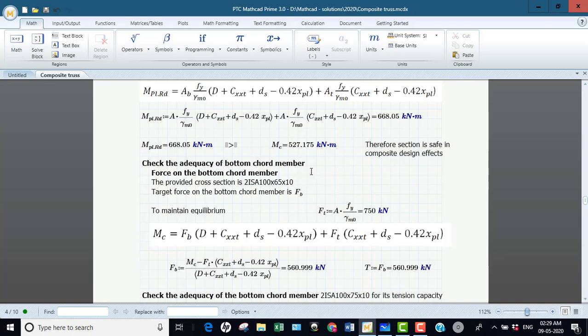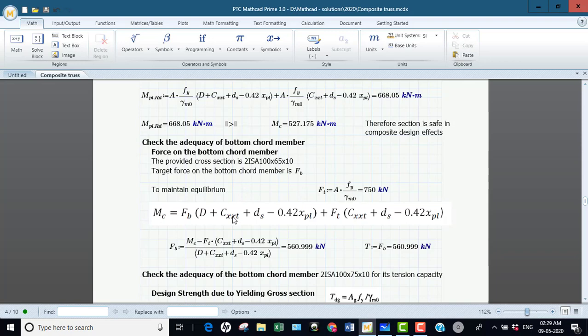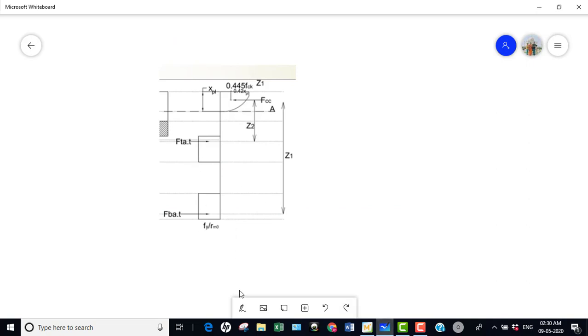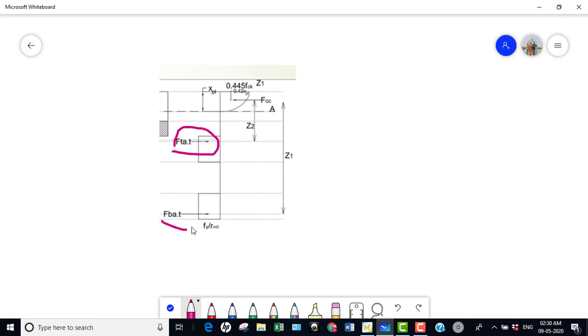But you have to check the adequacy of the bottom chord, because we have adopted the size of the top chord as the bottom chord. Therefore you are going to check the adequacy of the bottom chord by considering this cross section dimension. To maintain equilibrium, you are establishing this expression. Before that, I should say that for the top chord, I have provided some cross section area. Both are under tension. So please see here, under this assumption, your top chord as well as bottom chord is under tension.